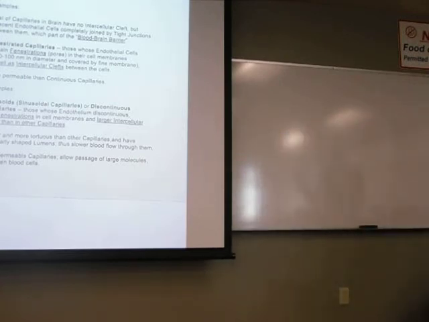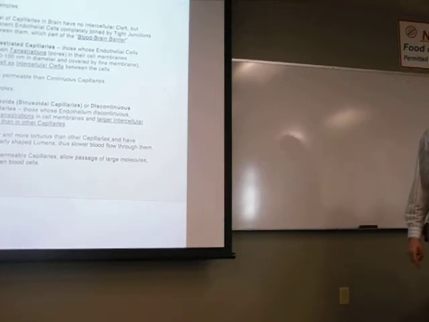So, three types of capillaries. Continuous capillaries are the most common. They have those intercellular clefts, and an example would be the capillaries of the brain, which are very tight-walled. They're the least permeable. Then we have the fenestrated capillaries, which are more permeable than the continuous, in the spleen and the small intestine, many of our endocrine organs, for example.